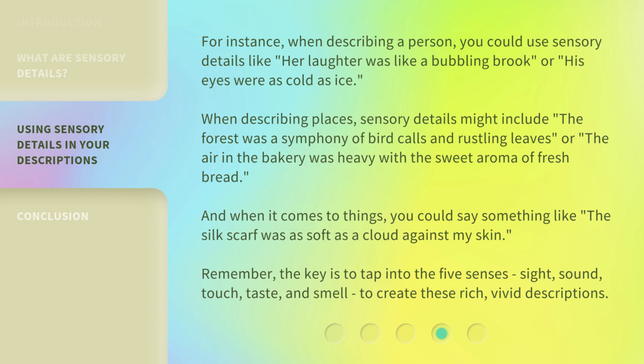When describing places, sensory details might include, "The forest was a symphony of bird calls and rustling leaves," or "The air in the bakery was heavy with the sweet aroma of fresh bread." And when it comes to things, you could say something like, "The silk scarf was as soft as a cloud against my skin." Remember, the key is to tap into the five senses: sight, sound, touch, taste, and smell, to create these rich, vivid descriptions.